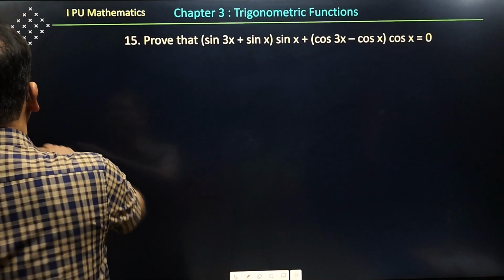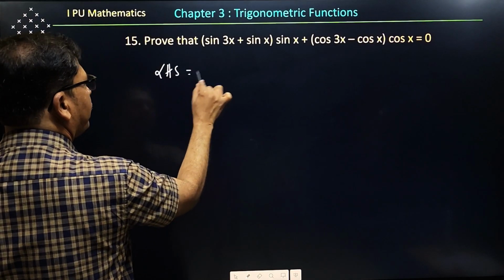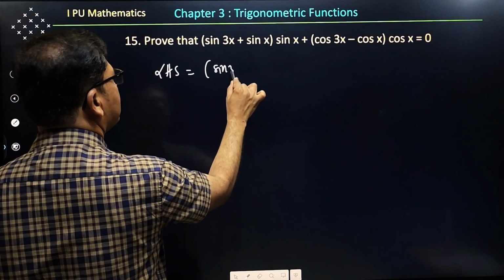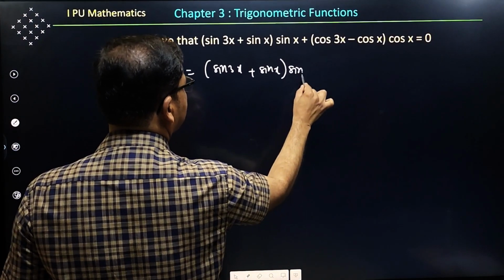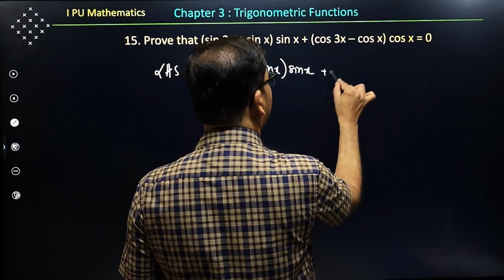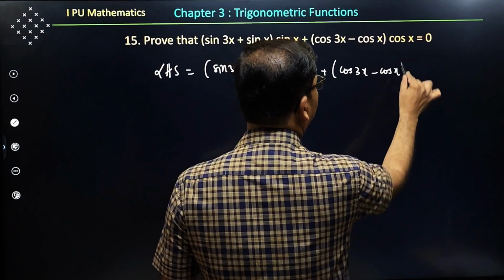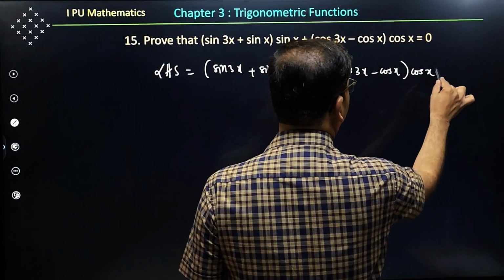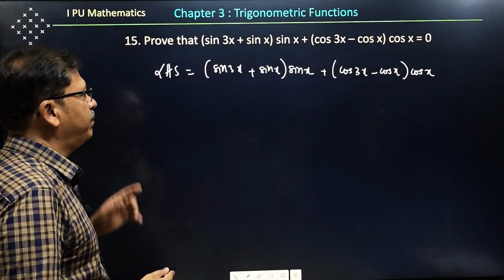Now let me take the next example. There is a combination. What is that combination? Sin 3x plus sin x is there into sin x. Next, cos 3x minus cos x into cos x is there. This is equal to, you need to prove here, 0, right hand side.